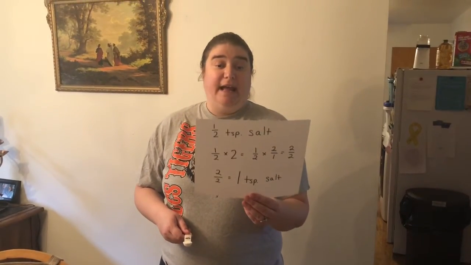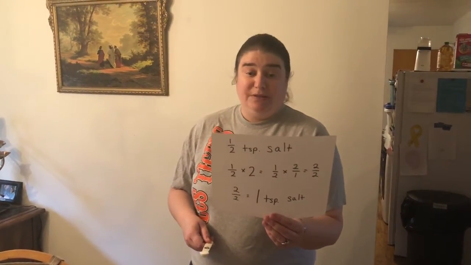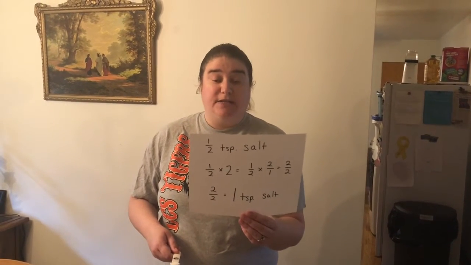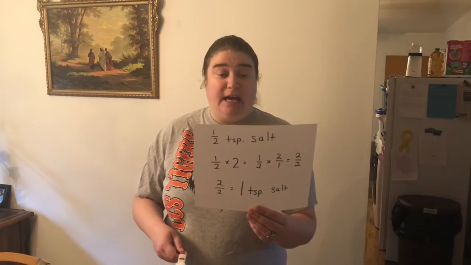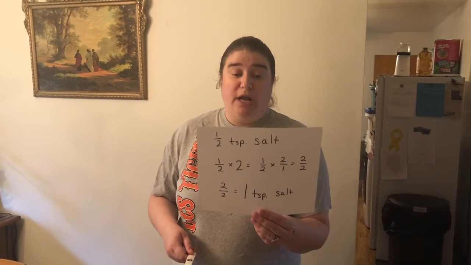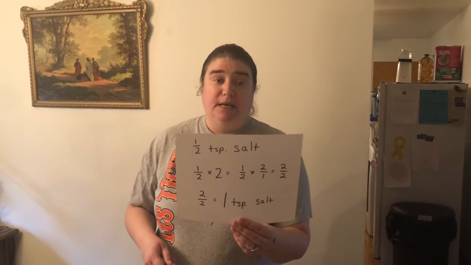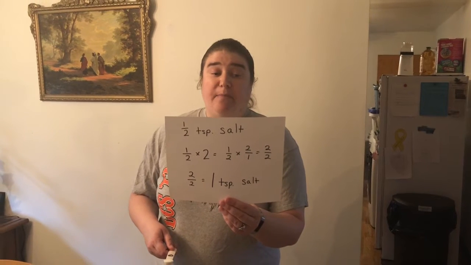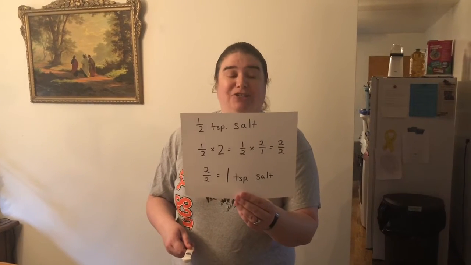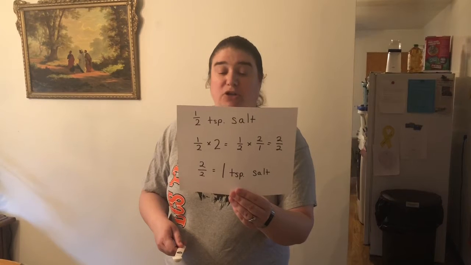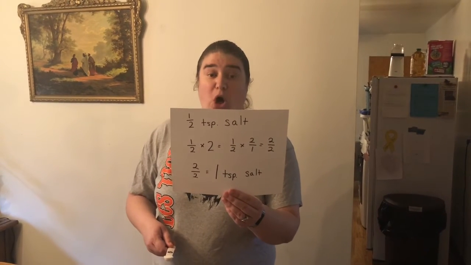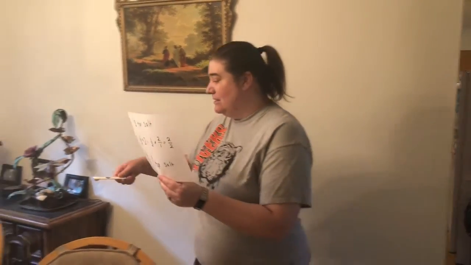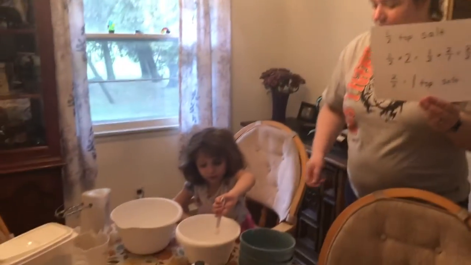Next, I need 1/2 teaspoon of salt. That's what the recipe says, but I want to double it. I want to times it by 2. So 1/2 times 2, we put the 2 over the 1 to make it into a fraction, and if I multiply straight across, I get 2 halves. 2 halves equals 1 whole teaspoon of salt. Okay, Caitlin, put the salt into the little bowl.